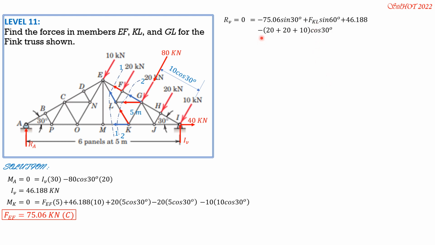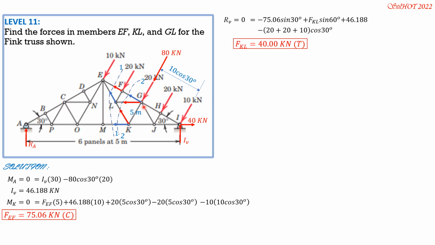It is 50 cosine 30, positive, transposed to the left, plus 75.06 sine 30 minus 46.188. Then the result is divided by sine 30. So from there we can solve FKL equals 40.00 kilonewtons. It is positive, so tension.